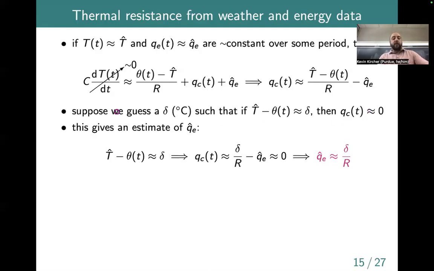Okay, so then let's suppose, and this is kind of a leap of intuition, but let's imagine that we can guess some number, some delta T, call it little delta, a lowercase Greek delta, such that if the temperature difference between the inside and the outside is equal to that number, then we don't need any heating and we don't need any cooling. So the mechanical equipment would turn off. So maybe it's 70 Fahrenheit inside, and that's the temperature that you choose for heating in your apartment or your house.